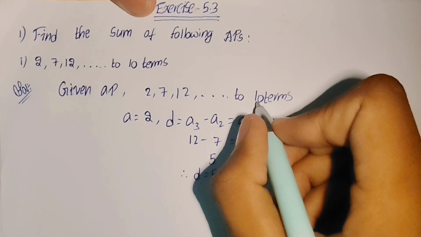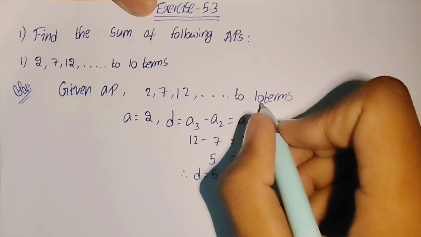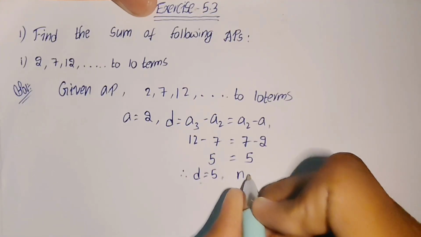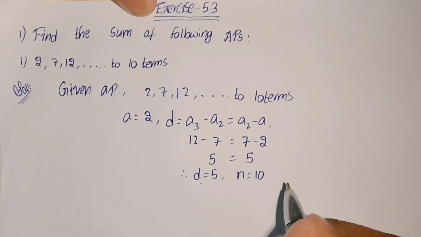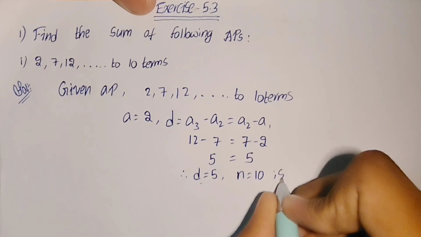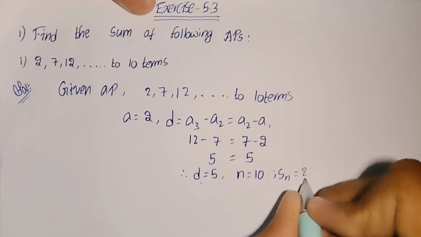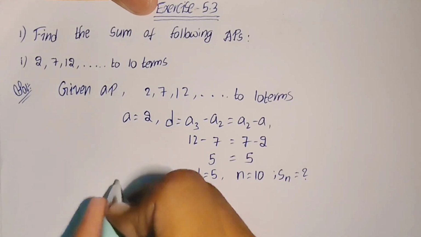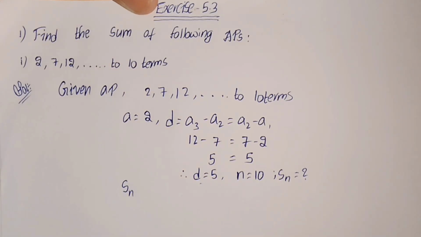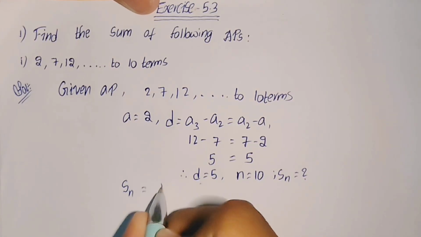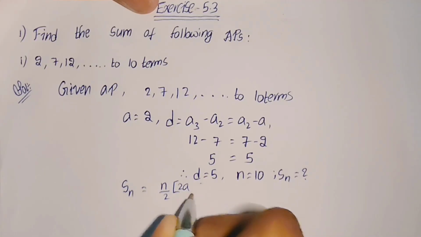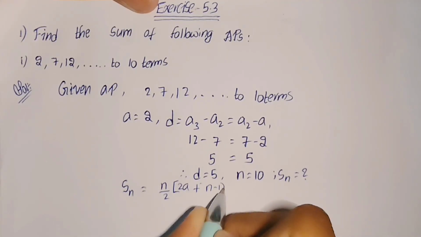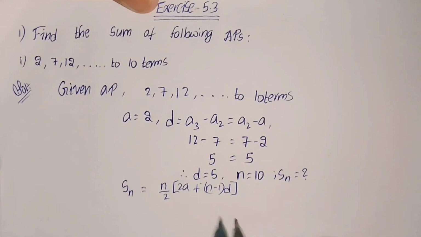He already gave the value of n. So n is equal to 10, means up to 10 terms. And he asked you to find the value of S base n, means S base 10. So we know the formula of S base n is equal to n by 2 into 2a plus n minus 1 into d. This is the formula of the sum of n terms.